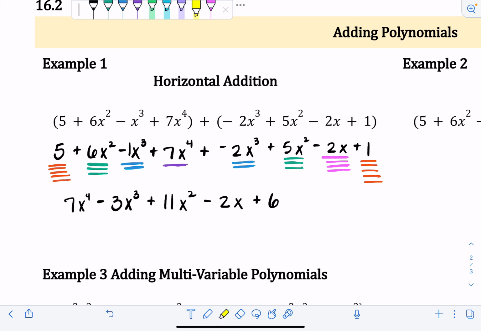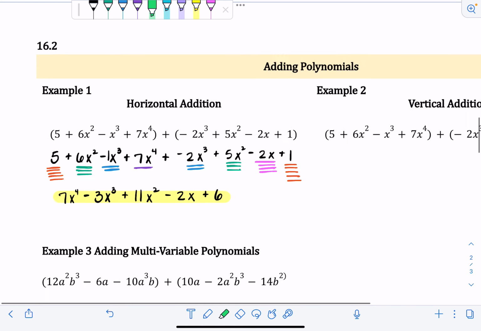And then you always want to double check to make sure that you got all the like terms, you have everything combined that you can, and you check that by making sure that each of your remaining terms have different exponents or variables. If that's the case, so we have a 4, a 3, a 2. This would be x to the first power, and then the constant term. So they're all different, so we've simplified it completely. So 7x to the fourth minus 3x to the third plus 11x squared minus 2x plus 6.